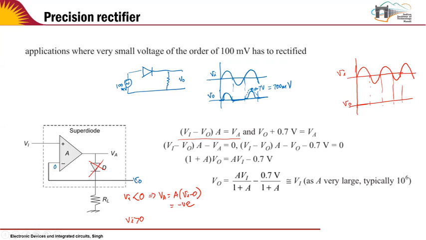So let's assume there was some value of Vo. So this is a general equation. In general, Va is equal to some gain of the op amp times Vi minus Vo, because Vo is the point which is connected over here. And we also know that Vo plus 0.7 volts is equal to Va. Why is that? Because if the diode is on, then there is a drop of 0.7 volts across the diode.